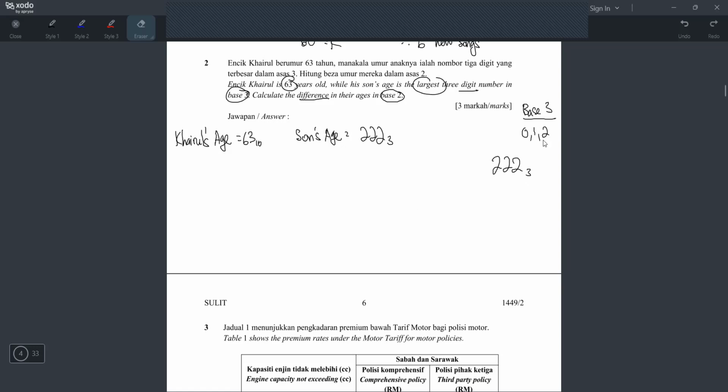Okay, because the largest digit is always 1 less than the base. Very important concept to understand. Okay, now we can find the difference. But before we take this one minus this one, we have to make sure they are the same base. You cannot minus 2 numbers when they are different bases.